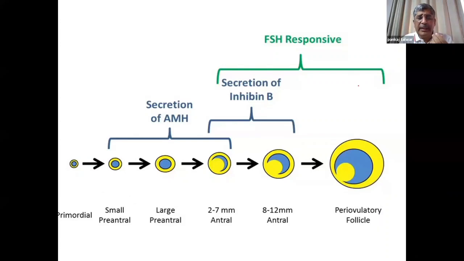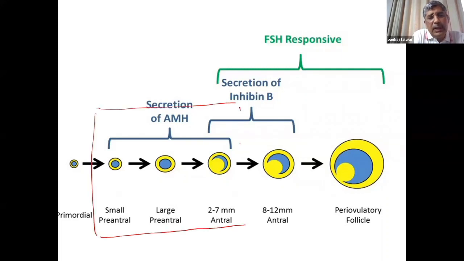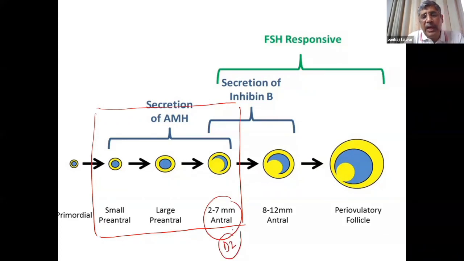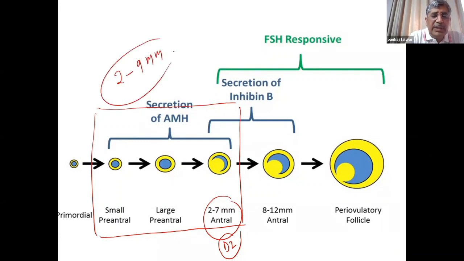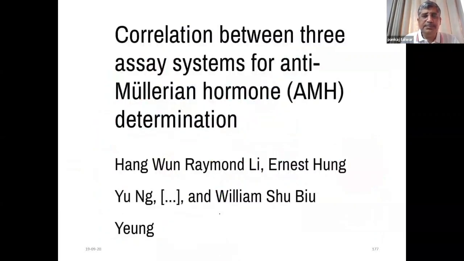So in terms of responsiveness, how an ovary will respond, we come to know by looking at the pre-antral follicles or early antral follicles, which we see on day 2 of the cycle. And I'm sure you'll be aware that when you look, the follicle size should be between 2 and 9 millimeters. These are the small antral follicles.